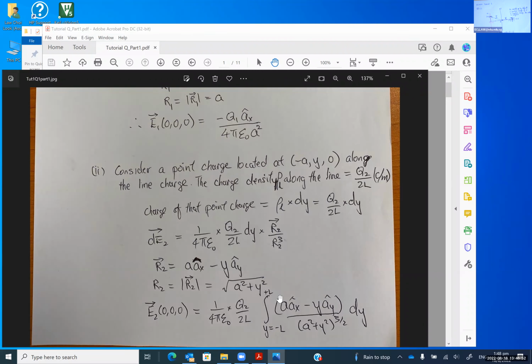Okay, so now it is a maths problem. How do you do that integration? I think all of you know how to integrate a scalar, right? But that's a vector. So what do you do?